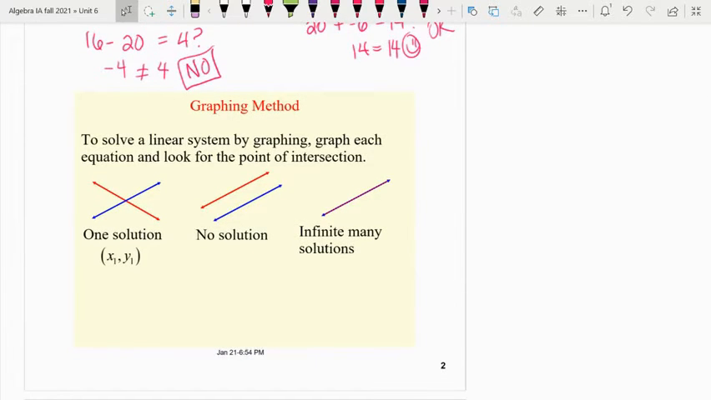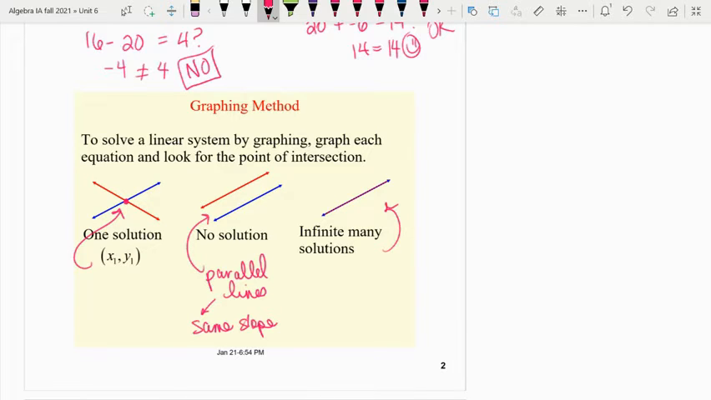Next thing, to solve a linear system by graphing, graph each equation and look for the point of intersection. Notice on this one, they meet at this point here, which we would call (x1, y1), or just (x, y). No solution: you have lines that are parallel. And what do you know about parallel lines? They have the same slope. Infinitely many solutions: it's the same line twice, so both equations are the same line.